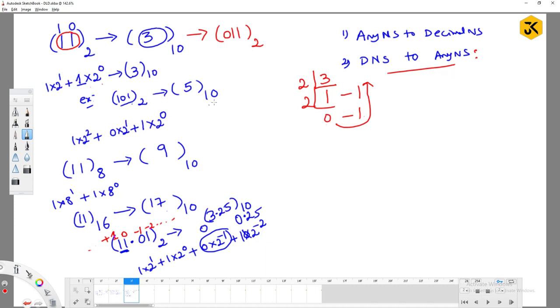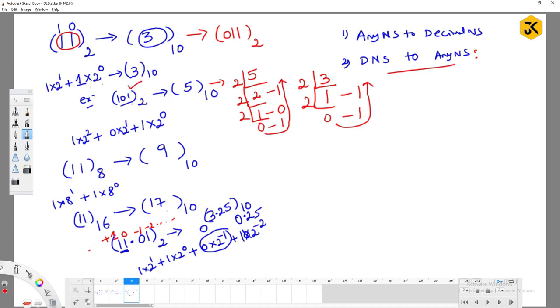So for example, I am taking the same number, 5 base 10. Divide 5 by 2. 2 2s are 4, you get the remainder 1. 2 ones are 2, you get the remainder 0. You can stop here because further it is not solvable, or else you can do 2 zeros. So you write 1 0 1 as the respective number.